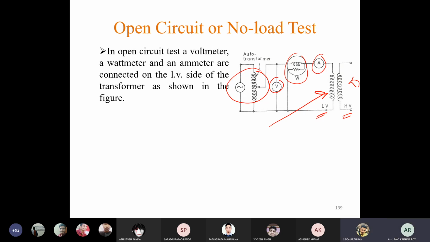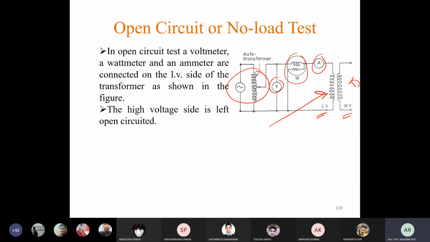Anyone else want to say something other than this? Okay, I will answer this question at the end of this topic. So you can note some points while I will be discussing this test to understand the answer to this question. Okay, I will mention which points to be noted. Okay, so in the open circuit test, let us discuss this thing first.